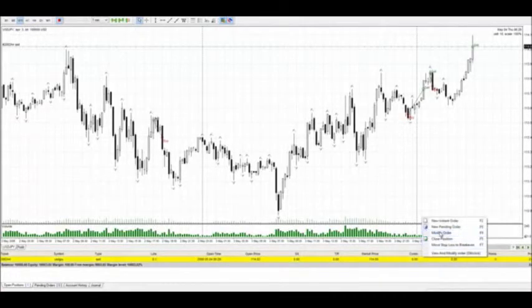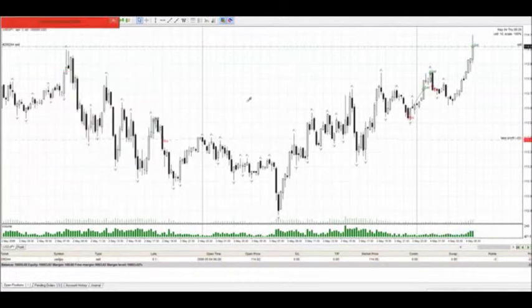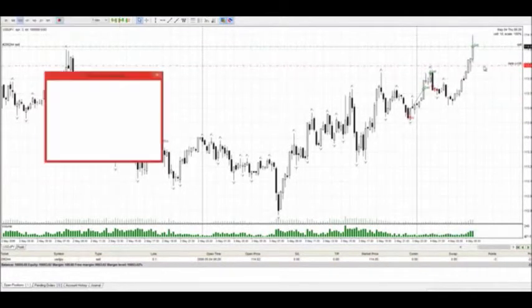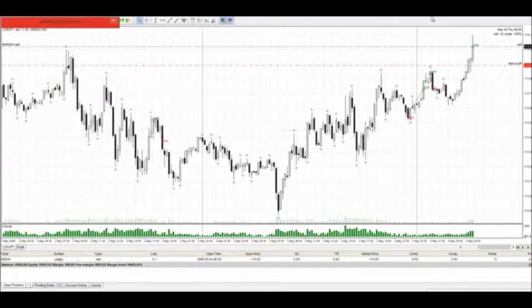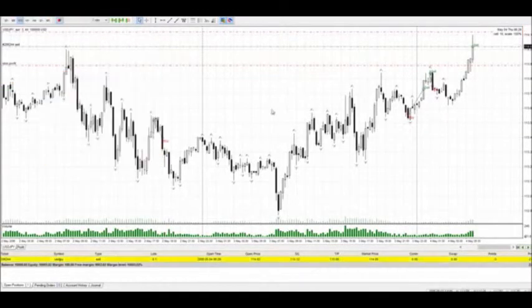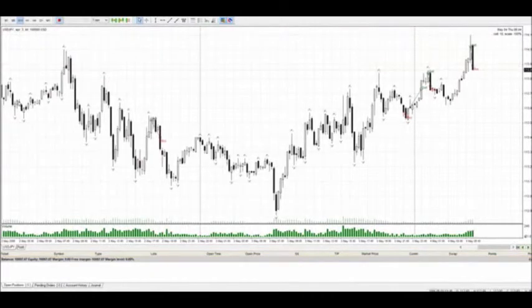Take profit would be the previous opposite candle, which is here, and stop loss is just a bit above. I think I made the stop loss too big. It should only be about 5 pips.